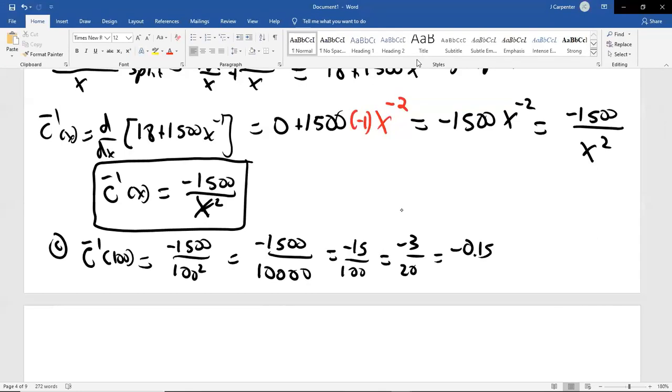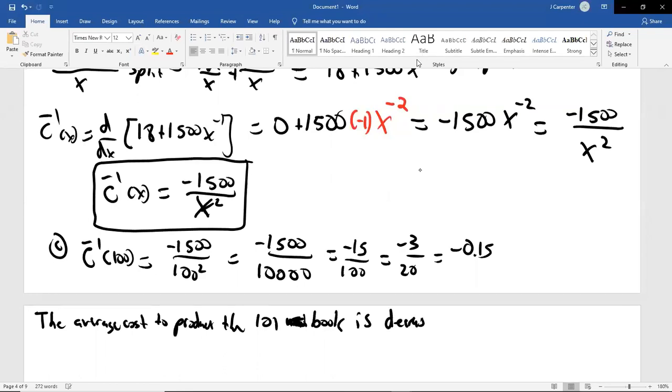What this states is the average cost to produce the 101st unit, sorry, 101st book, instead of saying unit, let's be more specific, book or copy, is decreasing by 15 cents. But only for the 101st.